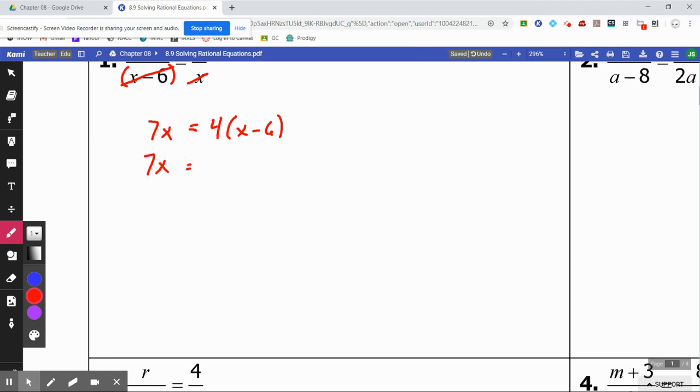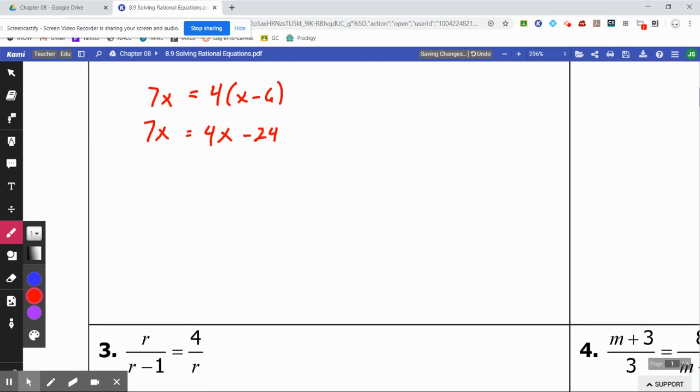You have 7x equals 4x minus 24. Move the 4x over by subtracting. You now have 3x is negative 24. Divide by 3 and you get x is negative 8.